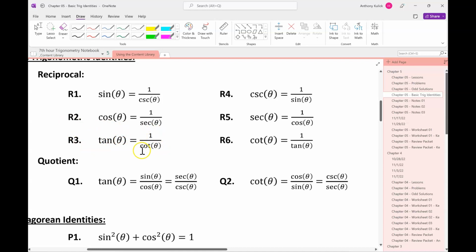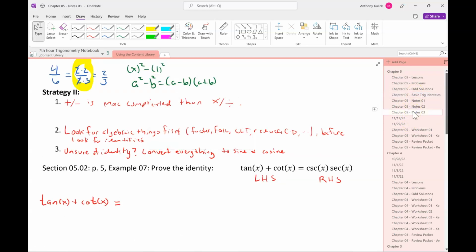Okay, tangent, 1 over cotangent, that doesn't have sine and cosine in it, I don't want to use that. Cotangent, 1 over tangent, that doesn't have sine or cosine in it, I don't want to use that. Tangent is sine over cosine, I'll use that. And then cotangent is cosine over sine, I'll use that one also. So I'll use Q1 and Q2.